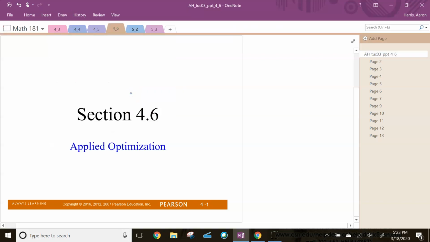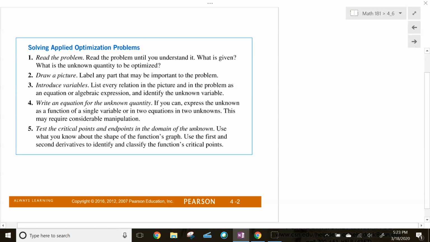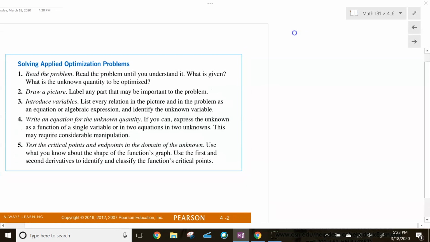We're going to talk about applied optimization in this section, so some application problems to these derivatives. We're going to talk about solving these first. So here are the 5 steps you can look through. I actually like to summarize it with the acronym GUESS.